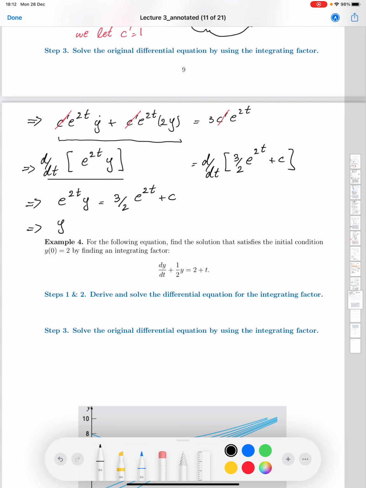Just to finish this, we will get y equal to 3 over 2, the e to the power of t's cancel out, and then I will have plus c divided by e to the power of 2t, which is equal to e to the power of minus 2t, right? It's the laws with exponentials.